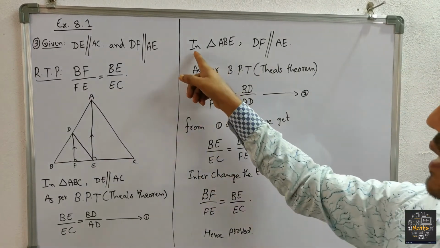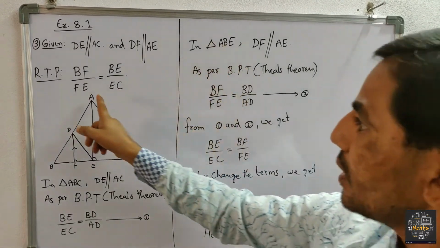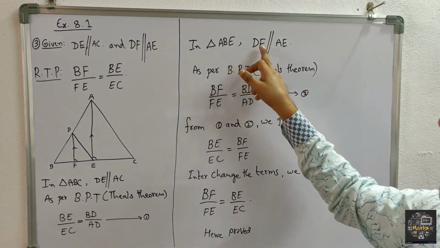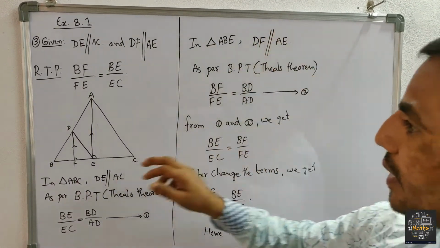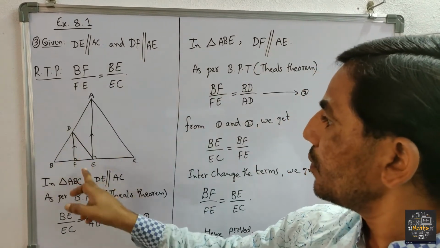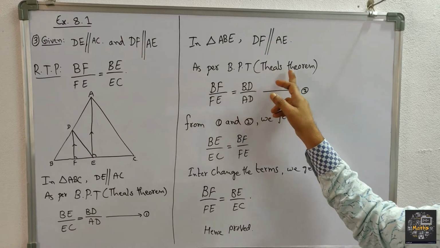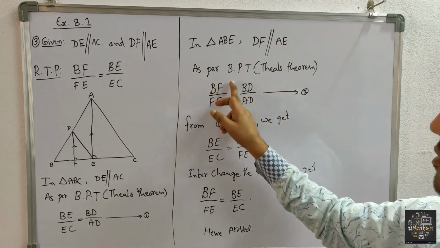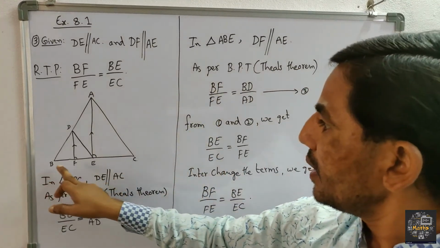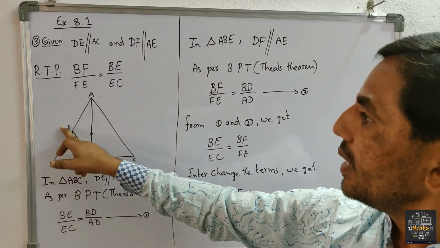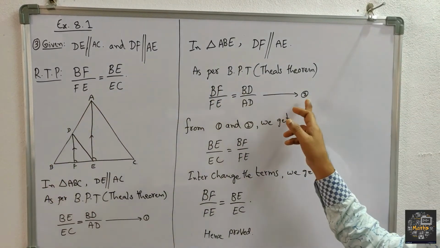Next, in triangle ABE, the left side triangle only, DF is parallel to AE. So again, as per the basic proportionality theorem or Thales theorem, BF by FE is equal to BD by AD. So this is equation number 2.